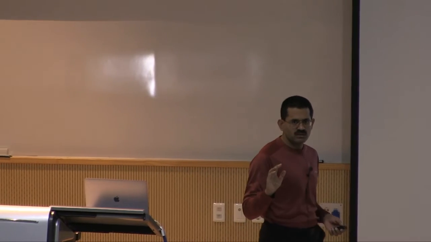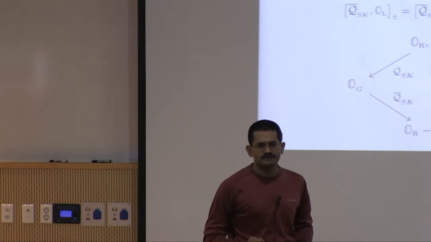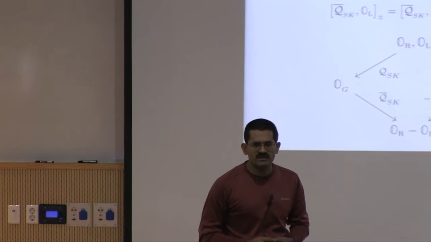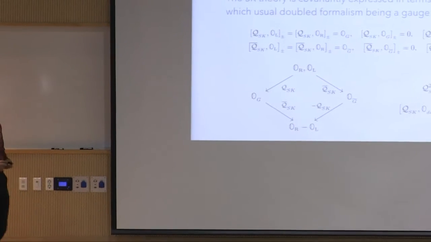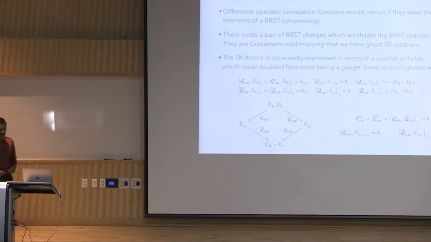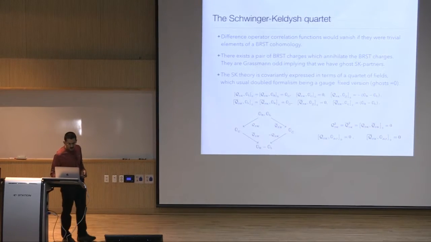Well, let me just say it this way. The Schwinger-Keldysh construction implies the existence of a charge built with an object which squares to 0. Q is an object that squares to 0. It acts on the Schwinger-Keldysh observables. So forget the words BRST if that confuses you.